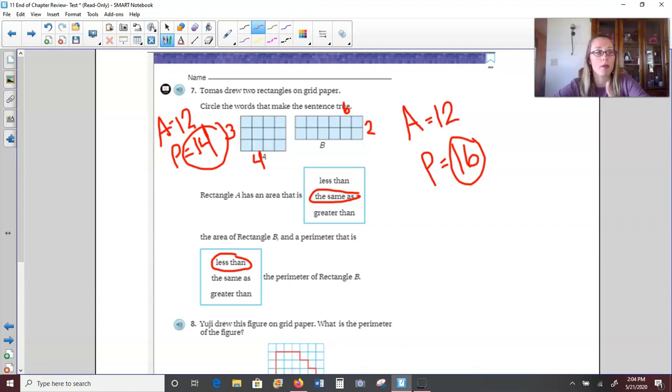And remember, it's because rectangle A is closer to being a square than rectangle B. And we learned a couple lessons ago that when we have a shape that is more like a square, it has a shorter perimeter because the outside doesn't have to be stretched so far.